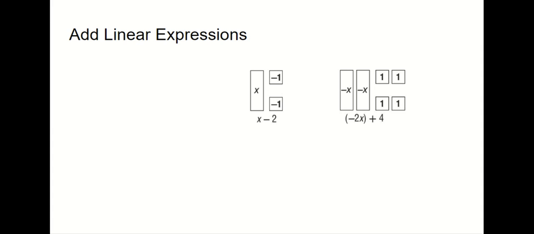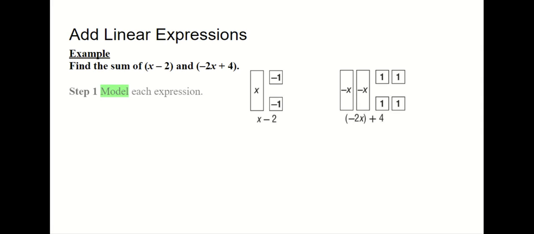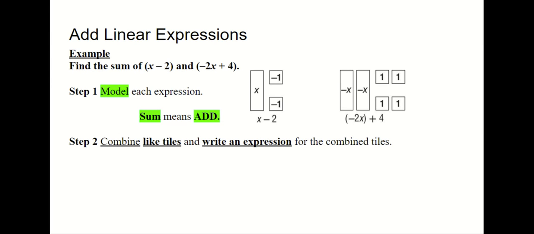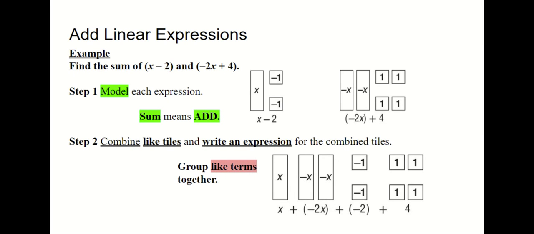Here's another example. We have x minus 2 plus a negative 2x plus 4. So we're going to find the sum of these two quantities. We've created our model. Now remember, sum means add. So we combine the like tiles. So x plus the negative 2x, and then we have a negative 2 plus 4.